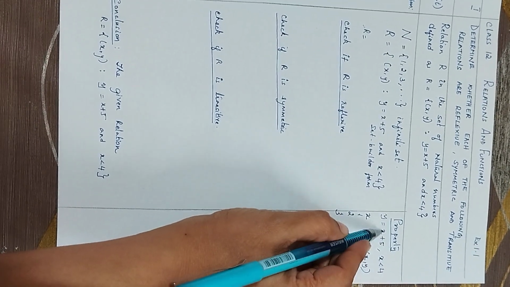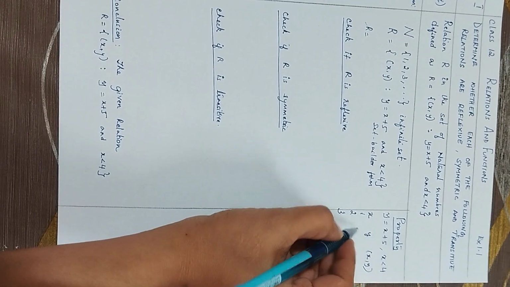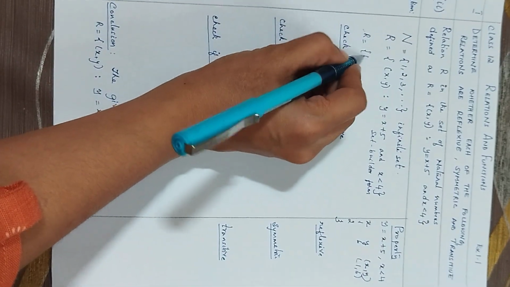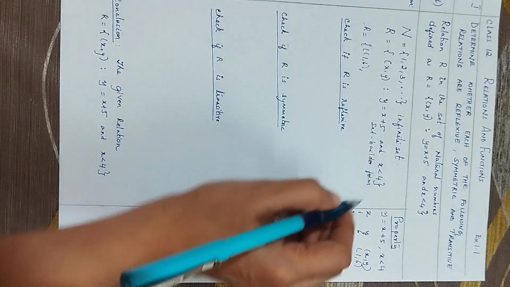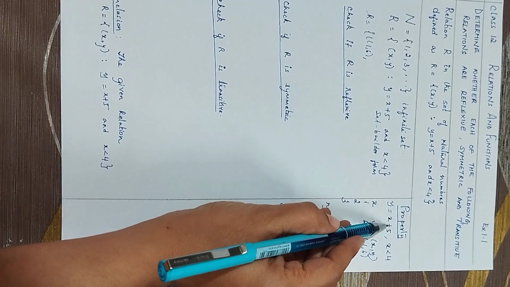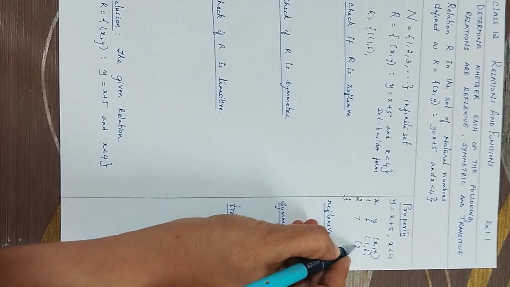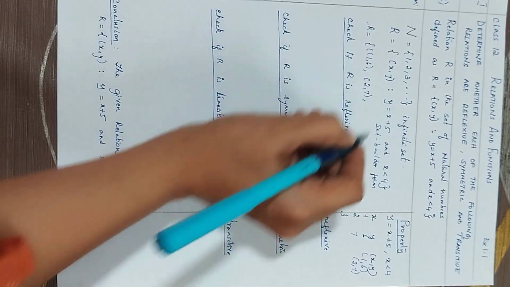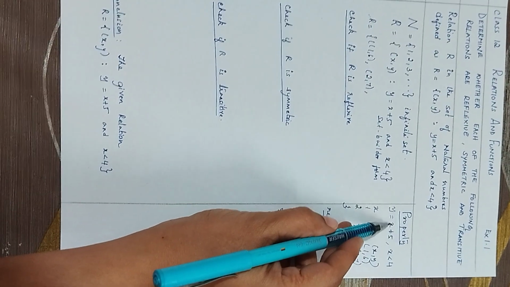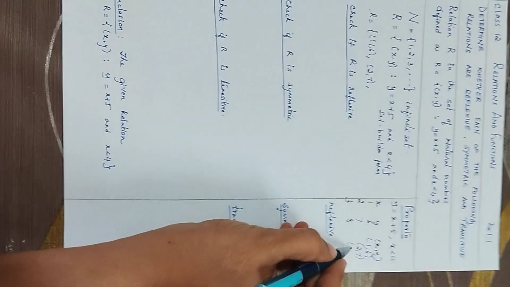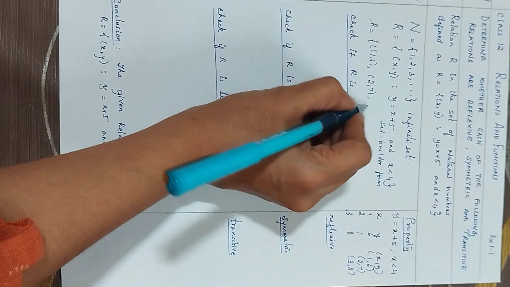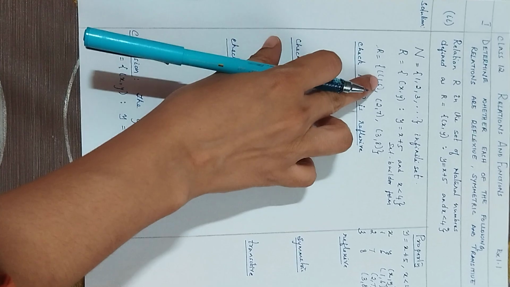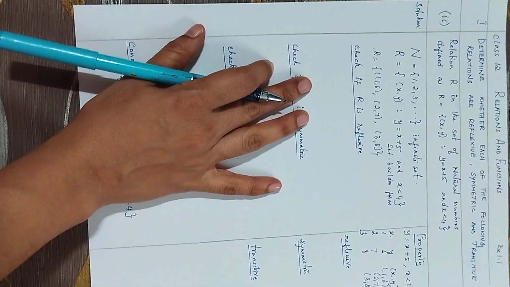If we give input x equal to 1, then 1 plus 5 gives 6. So the first element is (1, 6). Now if we give input 2, 2 plus 5 is equal to 7. So the next ordered pair is (2, 7). If we give 3 as the input, 3 plus 5 is equal to 8. So the third ordered pair is (3, 8). So these are the elements in the relation.